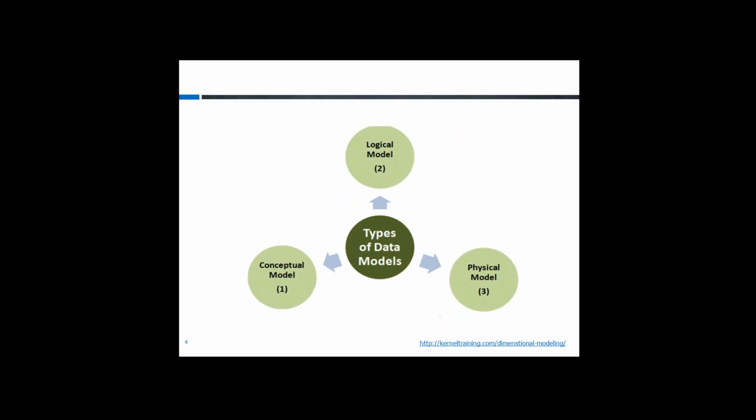So when we go for modeling, we have three different types of model which we have to prepare: conceptual model, logical model, and physical model. So whether you are working with ER modeling, or dimensional modeling, or data vault modeling, you have to prepare three different documents: conceptual, logical, and physical.